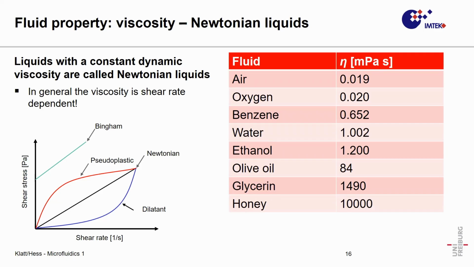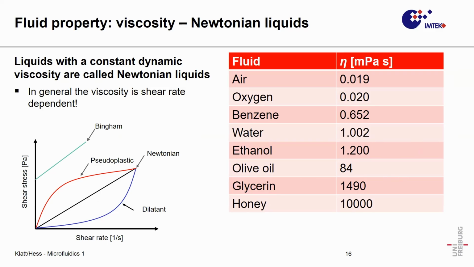On the right-hand side, you can see a table in which the viscosity of different fluids is written down. As you can see, liquids tend to have a higher viscosity than gases. Just like we saw in the video on the previous slide, the viscosity of water is lower than the viscosity of olive oil, which is again lower than the viscosity of honey. This means that when honey flows, there is more friction, so more energy is dissipated.